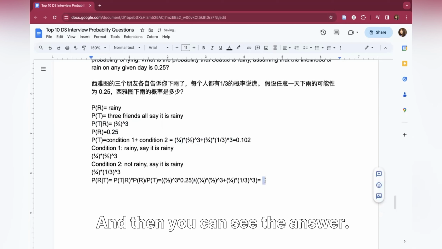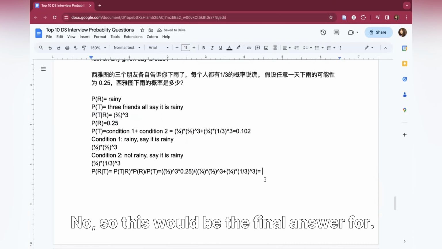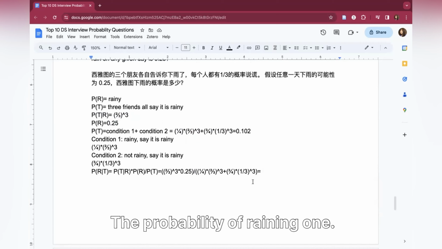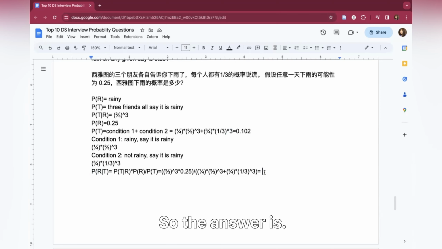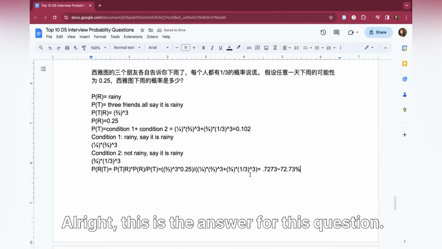Can you tell me the answer? Nope. So this would be the final answer for P, the probability of raining given three friends are telling me it's raining. So the answer is 0.7273, which is equal to 72%. All right, this is the answer for this question.